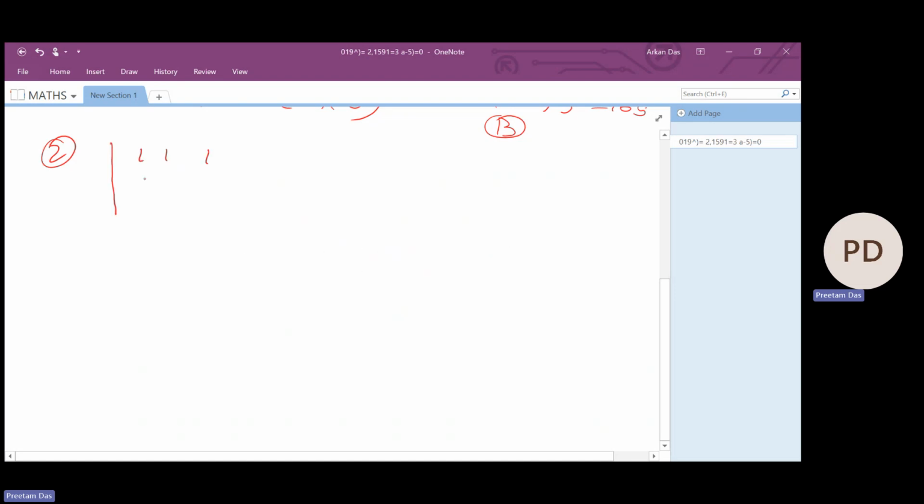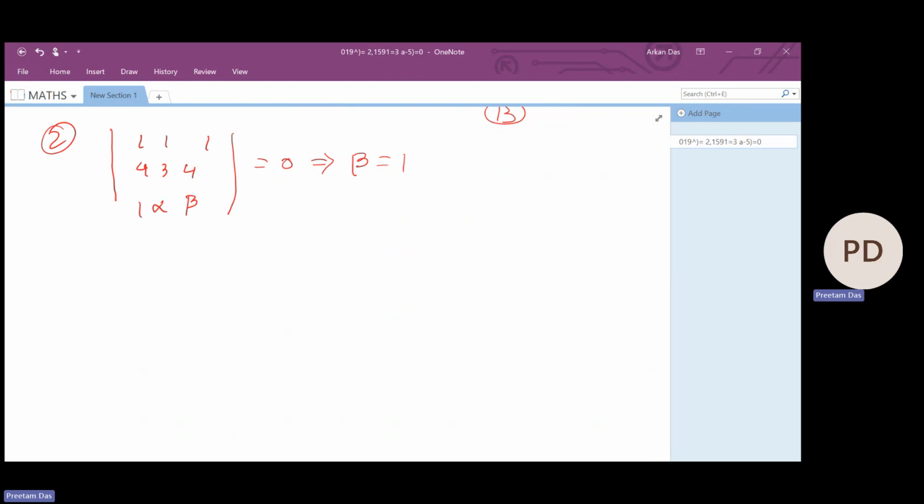So 1, 1, 1, 4, 3, 4, and 1, alpha, beta. The determinant form will be 0. Now, if you solve this determinant, you will directly get that beta is equal to 1. You will not even get an equation in alpha and beta. You'll directly get the value of beta once you solve this. Again, they have also given that modulus of C is equal to root 3. That is given in the question.